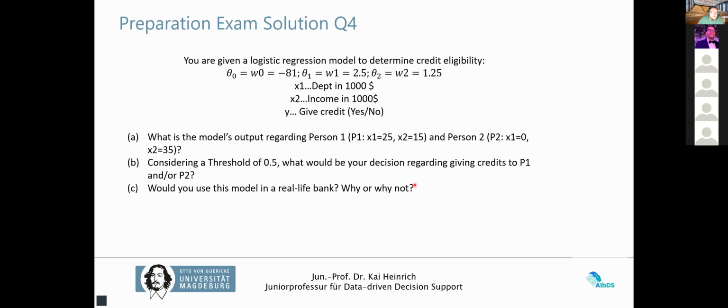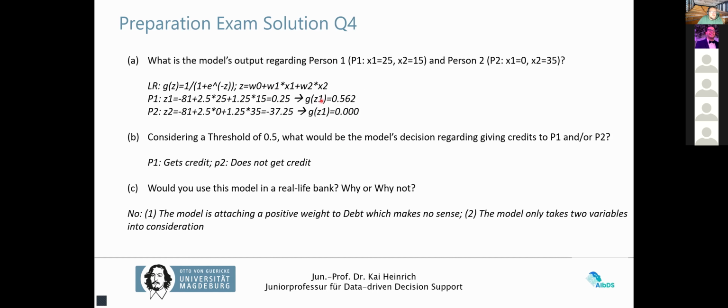And would you use this model in a real-life bank? Why or why not? Okay, let's look at the solution. So the first is the big one. Now this is an example. I wrote down very many things here. So this is the large solution that you can write down. I opted for something that I can write down in the field in the online exam. So I didn't write fancy formulas, as you can see, so that you know what is expected of you.